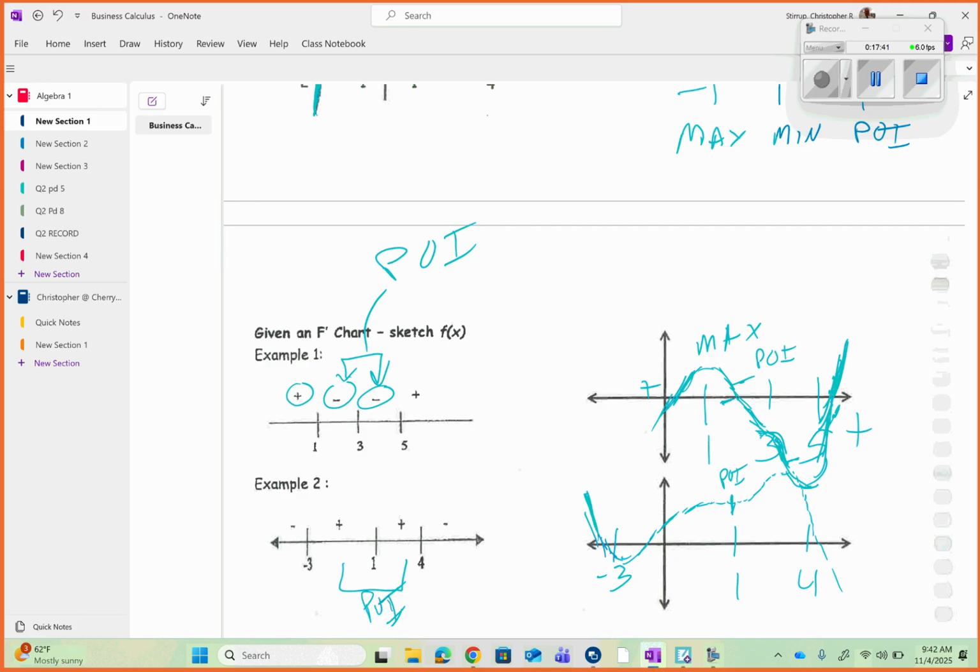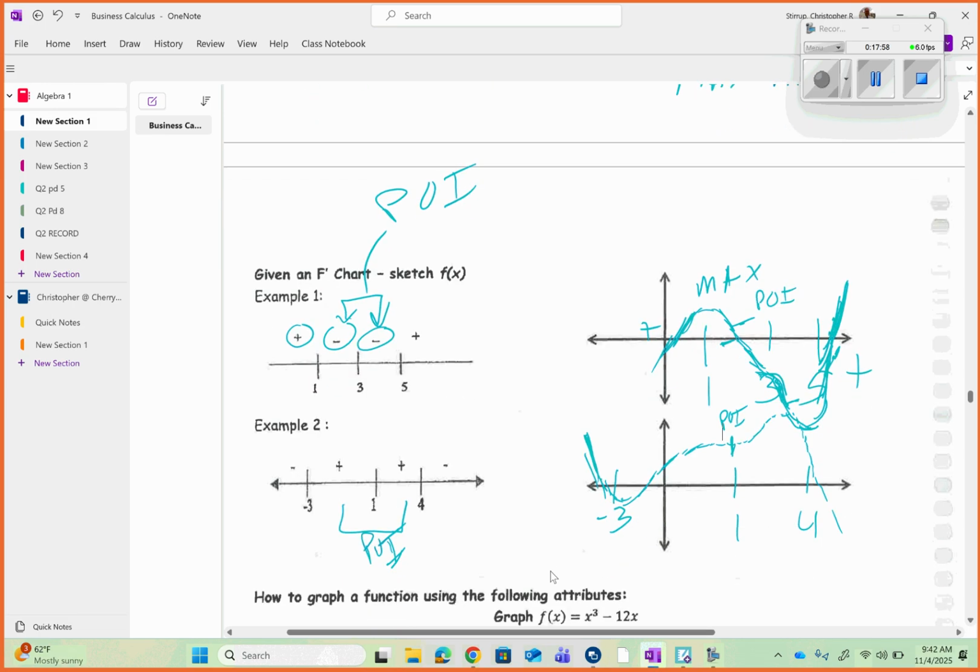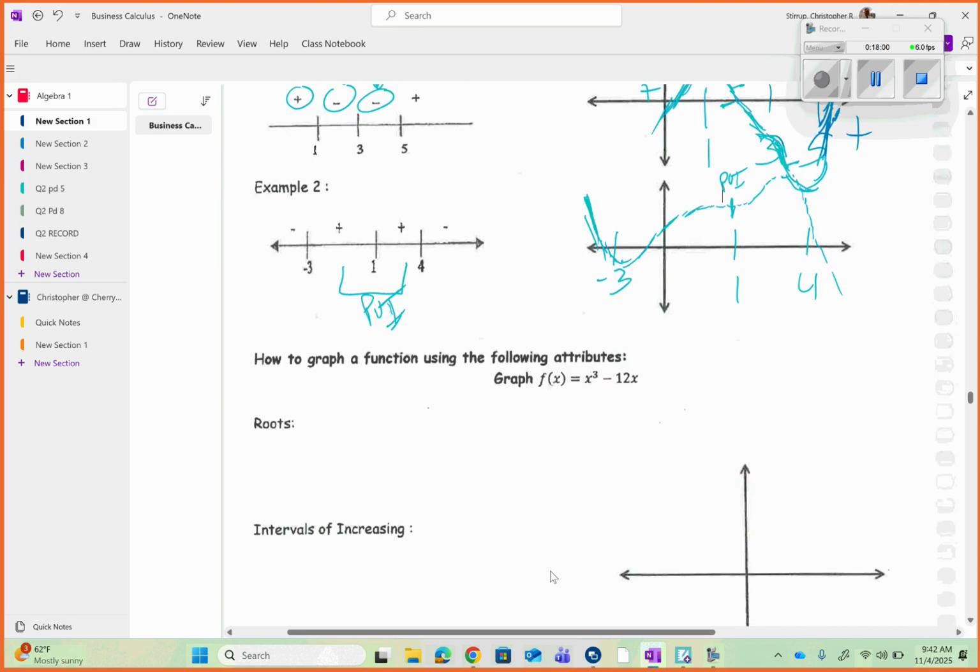Do you remember the term that was used: bounce, wiggle, cross? Okay, point of inflection is the wiggle, if you use bounce, wiggle, cross. So you've been seeing point of inflection. It hasn't always been called that. All right.